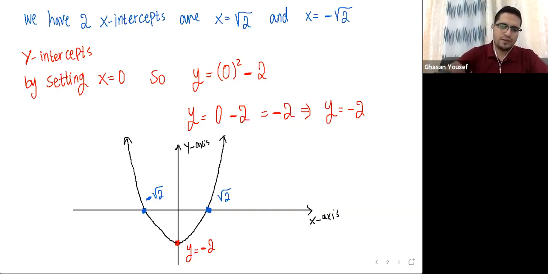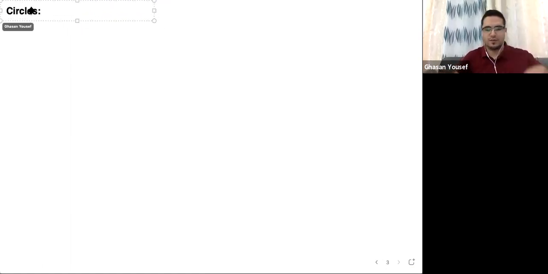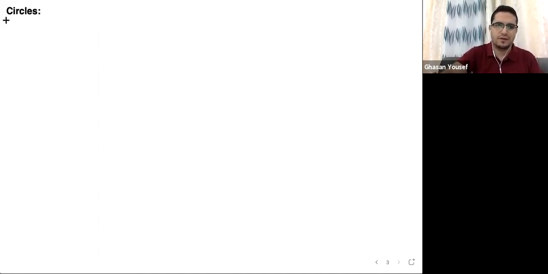So this is the last thing for this part of this section. Now we're going over the circle. Also, some part of this section talks about circles. So here, circles. We have to define the meaning of circle, and also I'm going to give you the formula for the circle.